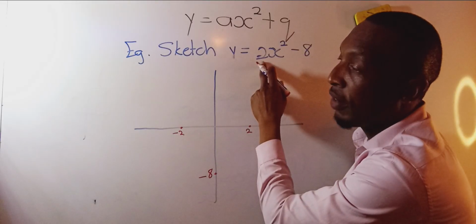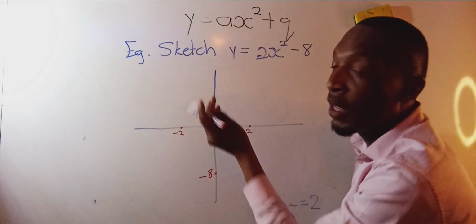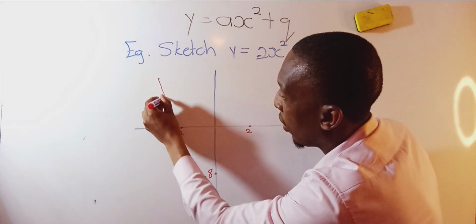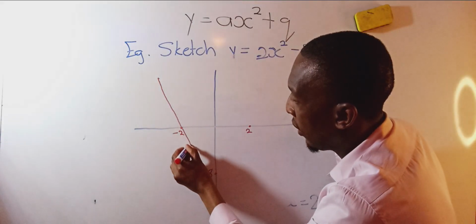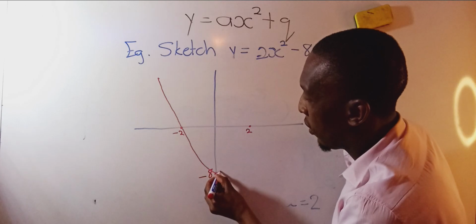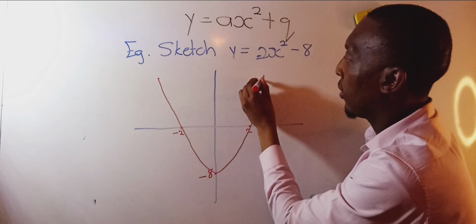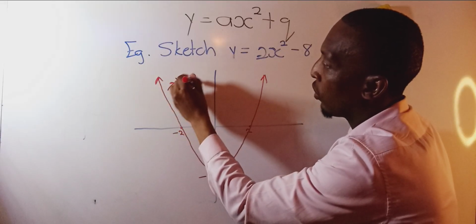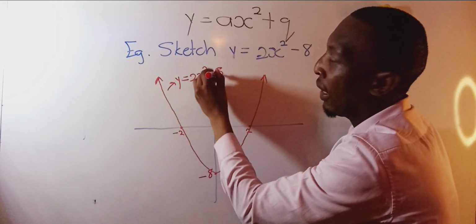And we know it's a happy face, so it's going to go like that. Then you just join it with a curve, and it's going to look something like this. And now this is y is equal to 2x squared minus 8.